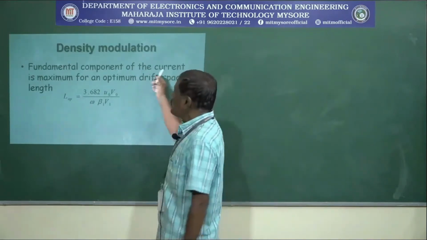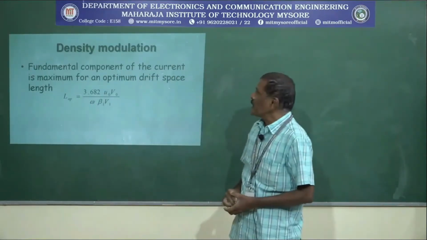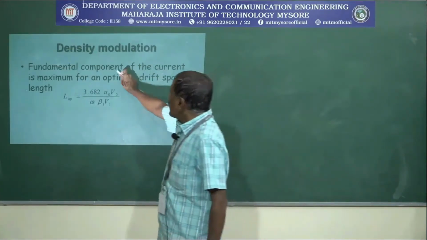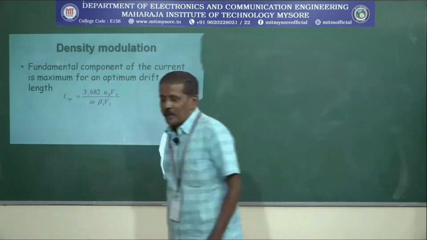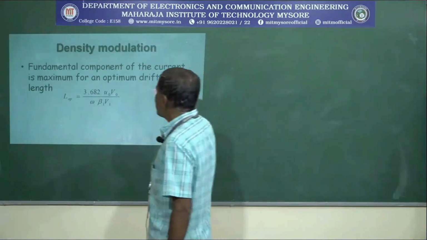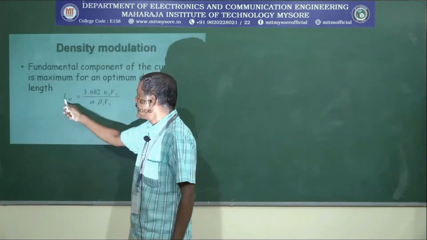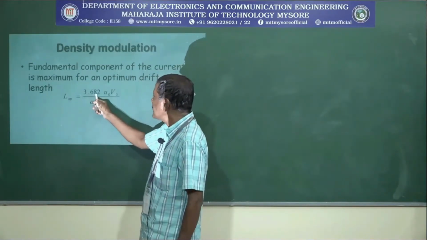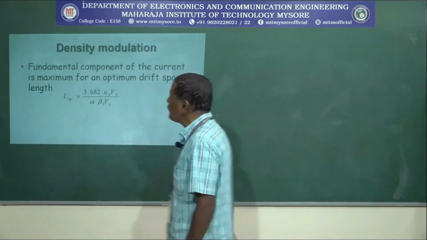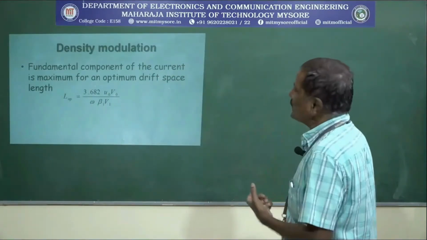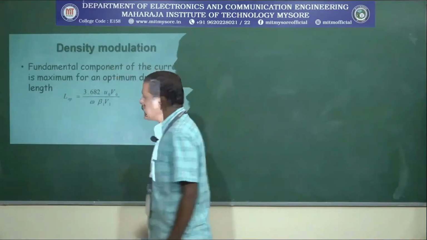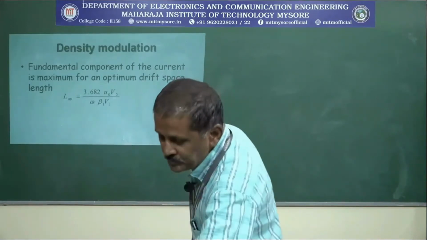Then the fundamental component of the current is maximum for a particular output drift space length. That means the current is going to be maximum for an optimum drift space, that is L optimum is equal to 0.3682 U0 into V0 divided by omega into B1 into V1. When we get these values, we get the maximum fundamental component of the current.